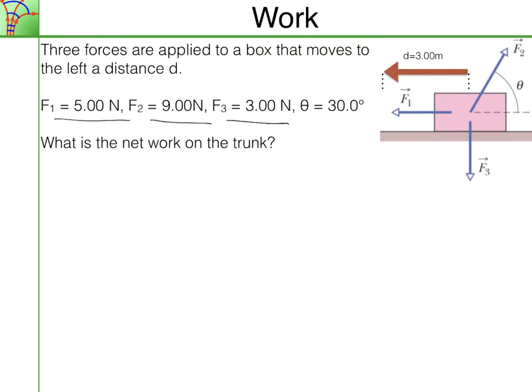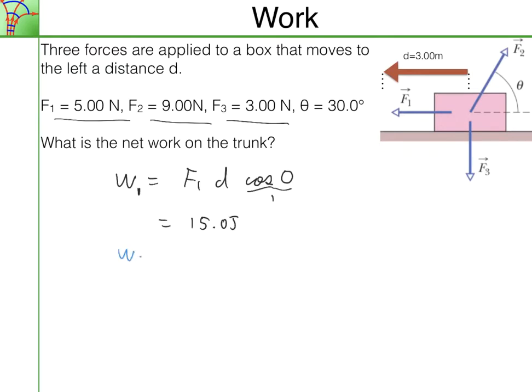So let's do the first one. The work due to the first force is going to be the first force times the displacement times the cosine of the angle between them. And you'll notice here that the force and the displacement are in the same direction, so the angle between them is 0. So the cosine of 0 is just 1, and F1 times D ends up being 15.0 joules, right? 5 newtons times 3 meters.